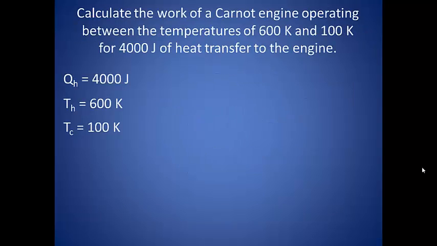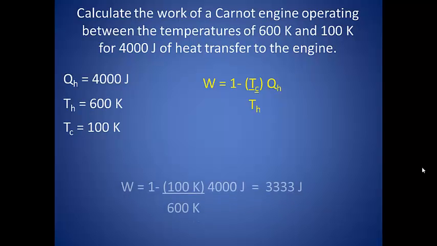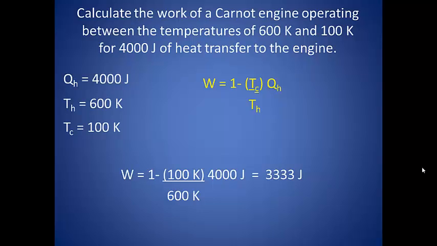So we want to calculate the work of a Carnot engine operating between the temperatures of 600 Kelvin and 100 Kelvin for 4,000 joules of heat transfer to the engine. We determined an equation for maximum work possible in our initial discussion of the second law that involves the efficiency based on the temperatures of the two reservoirs and the heat energy transferred. So all we really need to do is plug in our values. Being careful to watch our order of operations, we end up with 3,333 joules of work done by this engine.